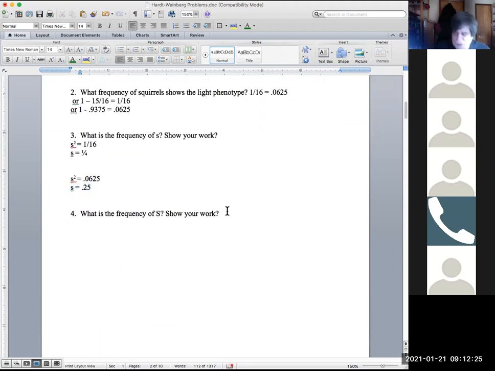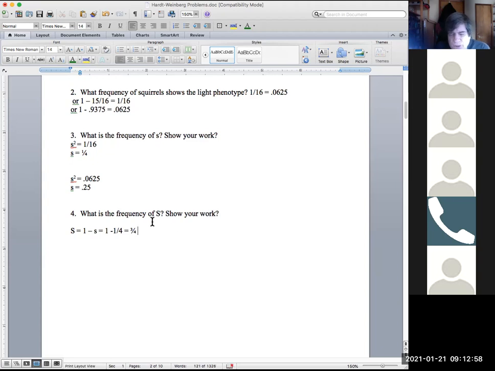So what's the frequency of big S? Now, big S, or the dominant allele, whatever it happens to be, we're always going to calculate the same way. We're going to find little s, the recessive allele, first, and we're going to subtract to find big S. So in this case, 1 minus 1/4, and that gives us 3/4.